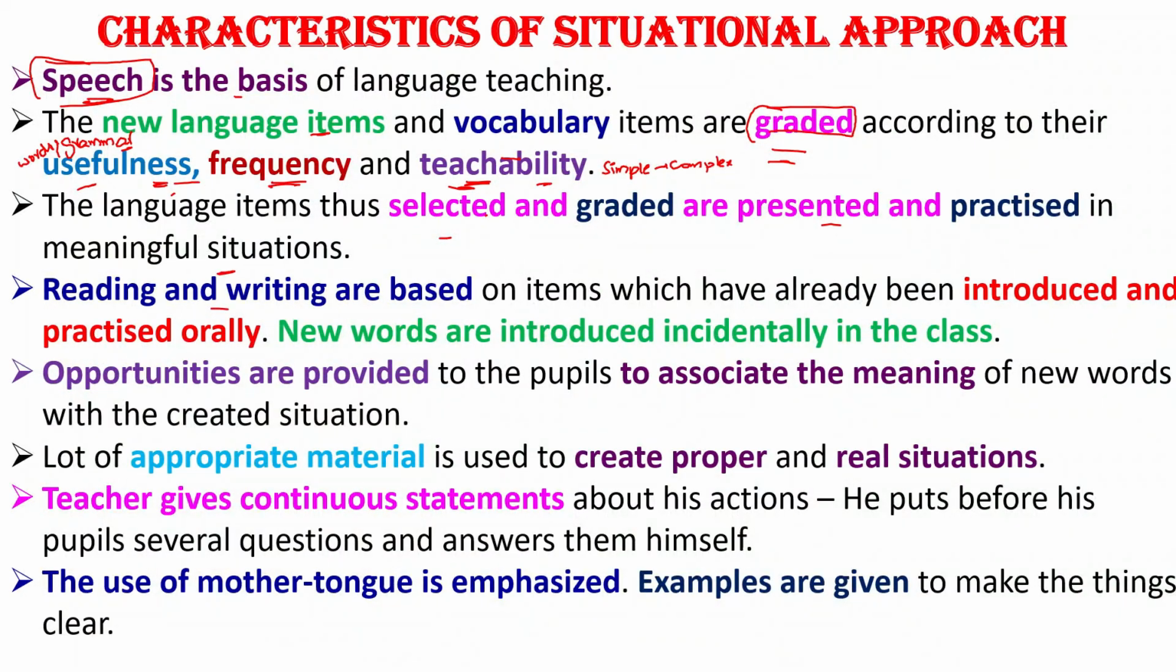Reading and writing are based on items which have already been introduced and practiced orally. If you take the example of any child, the child first speaks his mother tongue orally. Then when he goes to school, he starts reading and writing. The same way, a foreign language will also be learned. First, the child should be taught orally, then he should focus on reading and writing, as per the situational approach.